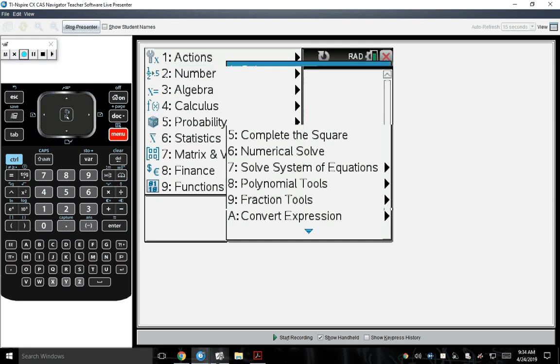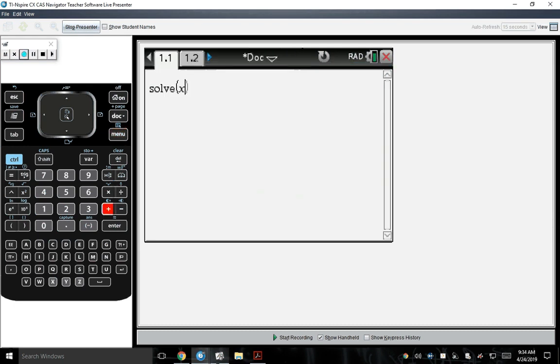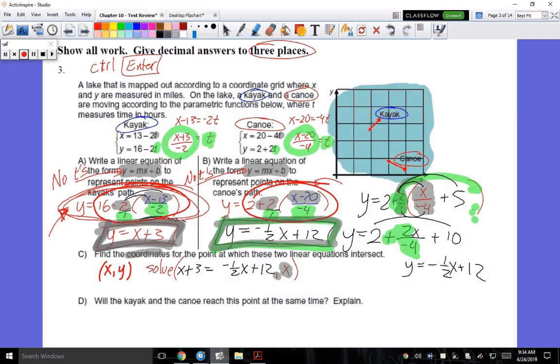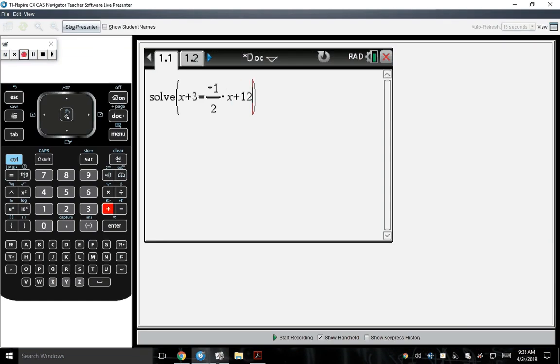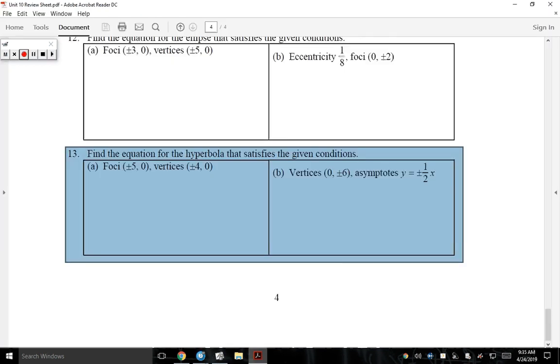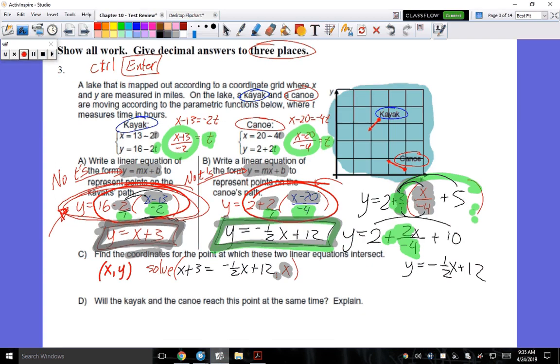Menu 3.1 for the solve feature, x plus 3 is equal to, notice the equal sign is right below the control sign, and we're going to put negative 1/2, so control divide, negative 1/2 times x, plus 12, comma x. That comma x at the very end tells it to solve for that x value. So we know x is going to equal 6.